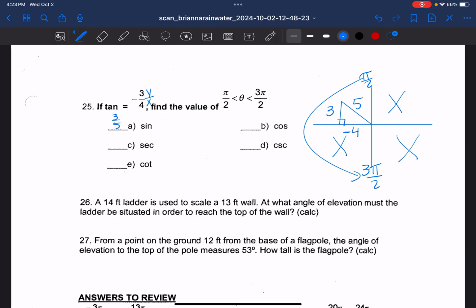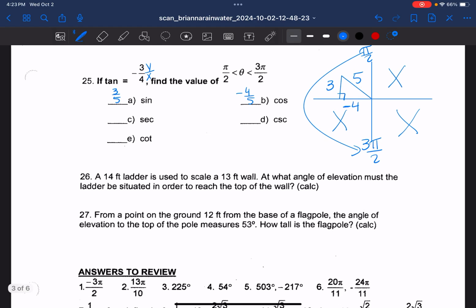And then my ratio for cosine is x over r, which would be negative 4 over 5. Reciprocal of cosine would be negative 5 over 4. Reciprocal of sine, which is cosecant, would be 5 over 3. And then lastly, reciprocal of tangent would be cotangent, so this would be negative 4 over 3.